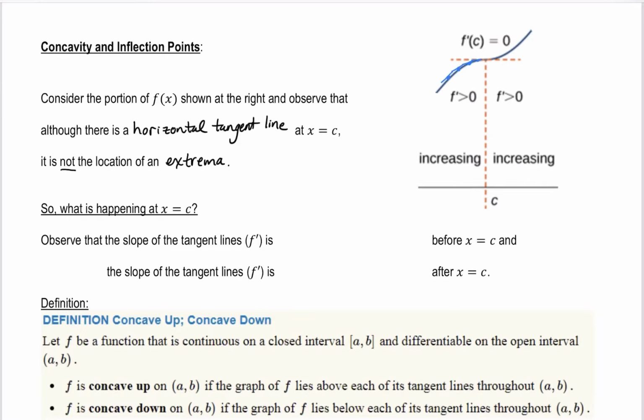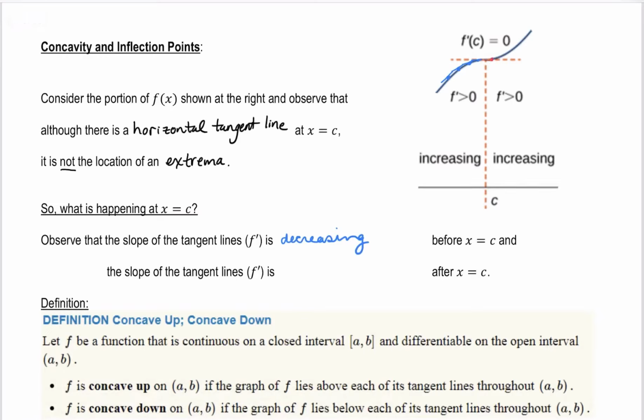Well, those slopes are decreasing. They are getting less and less steep, and they are positive, so they are decreasing. So the first thing I want you to observe here is that the slopes of the tangent lines, f prime, is decreasing as we approach x equals c. And then after, as we're leaving x equals c.